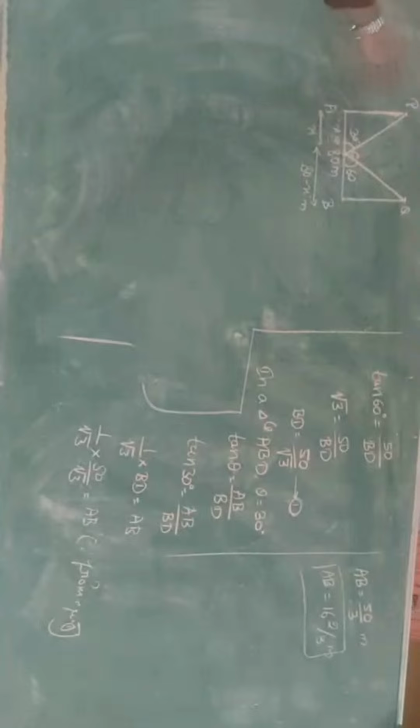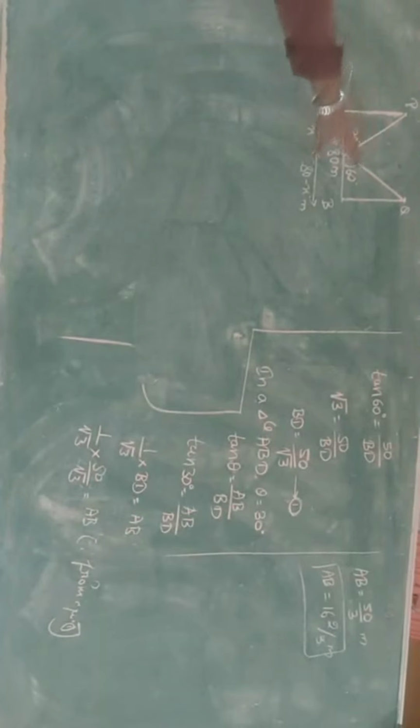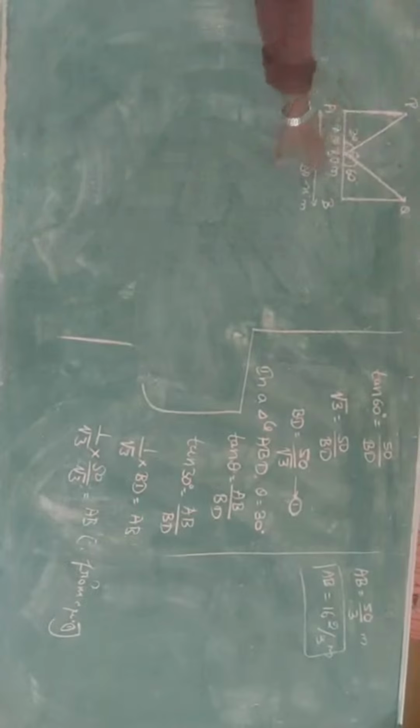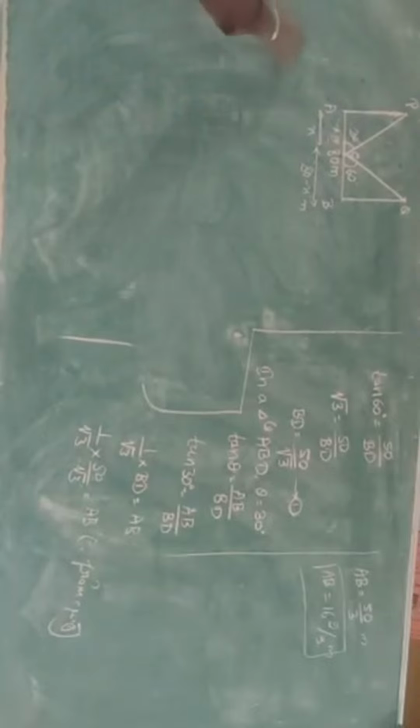Let AP and BQ be the poles standing opposite each other on either side of the road, and AB is the width of the road, that is 80 meter, and C is a point on the road, and the angles of elevation are 30 degree and 60 degree. So this is the given data, you can write it later. So directly I can take the solution.